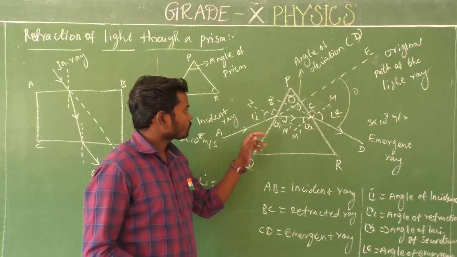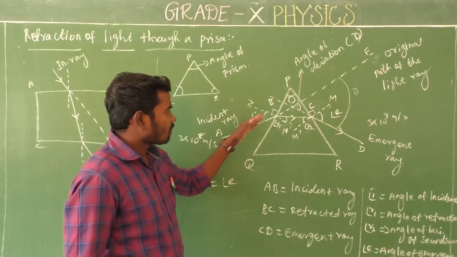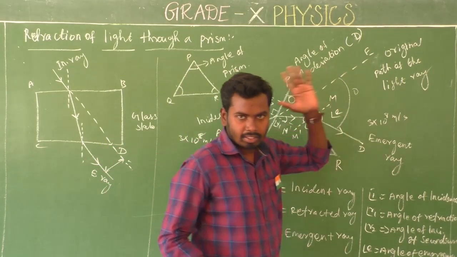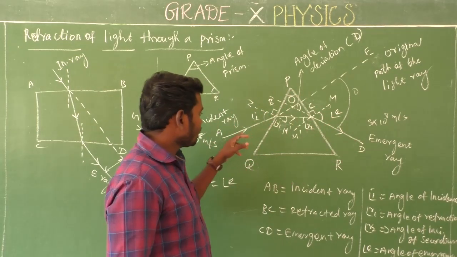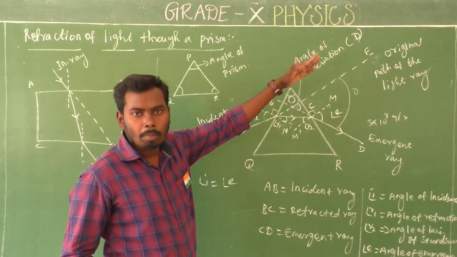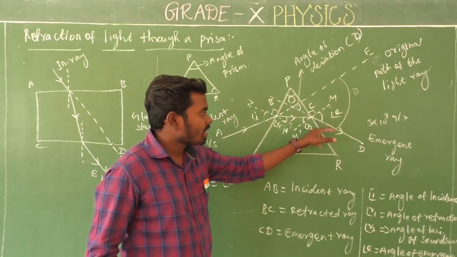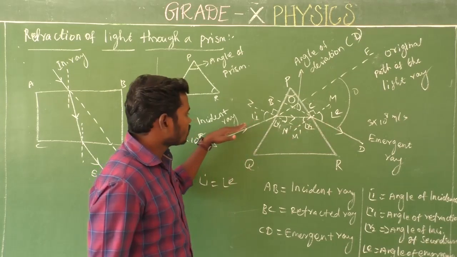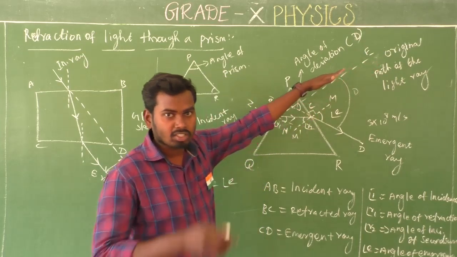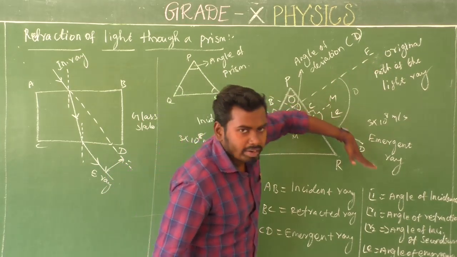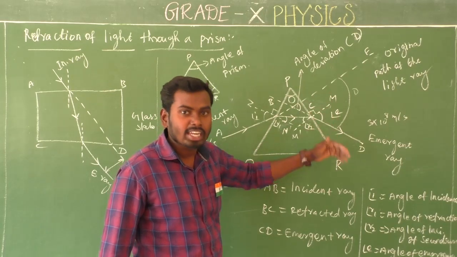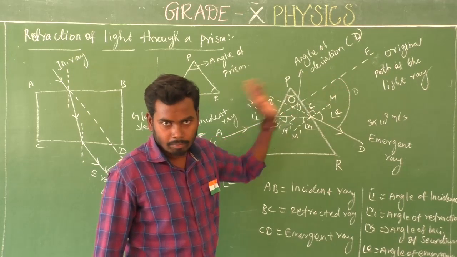First, consider a glass prism. A ray of light falls on the glass prism, due to which the light refracts like this, and again refracts like this. This is the emergent ray, and if the glass prism were not here, AE would be the original path of the light ray. So the emergent ray moves away from the original ray. The original light ray goes in a straight direction, but the emergent ray moves downward. So the emergent ray deviates from the original path of the light ray. Is it clear?